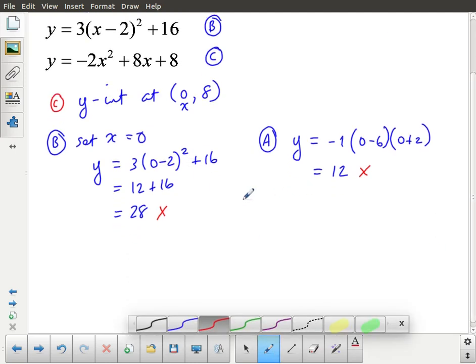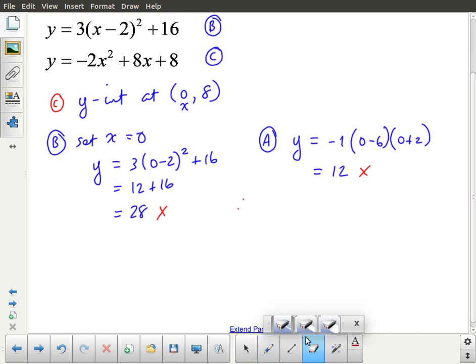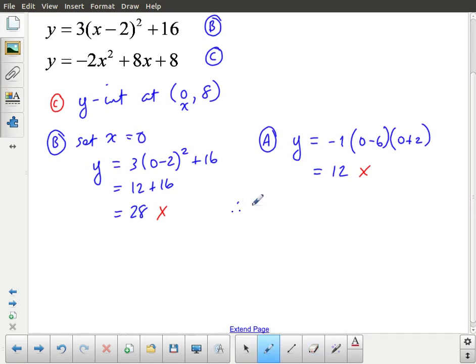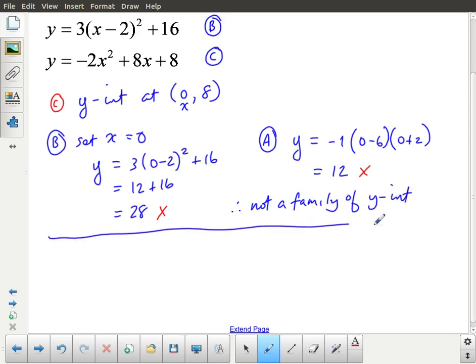And for completeness, let's change the color of that. You could say, therefore, not a family of y-intercepts. Okay, now what's next?